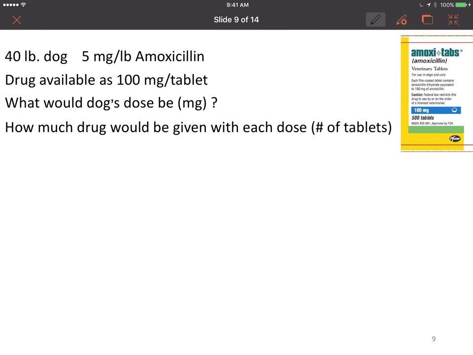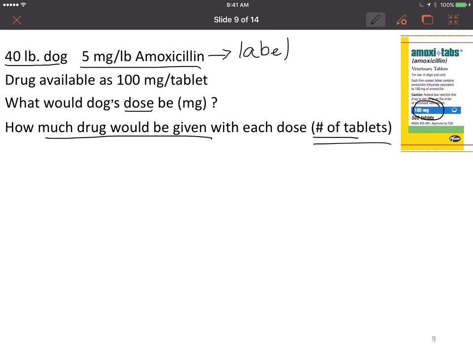Here's another example. Using the amoxicillin tablets, we have a 40-pound dog. The order is for 5 mg per pound of amoxicillin, which was a label dose. The drug is available at 100 mg per tablet, and it asks what's the dog's dose and how much drug will be given, or how many tablets. Why don't you try this yourself? Pause the video, then when you come back, I'll go over it.